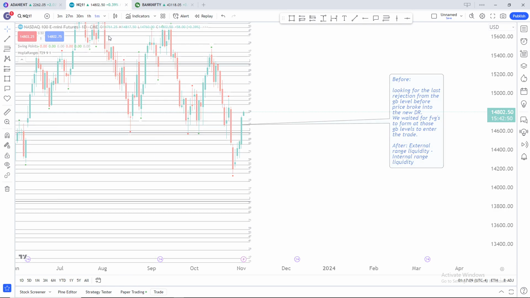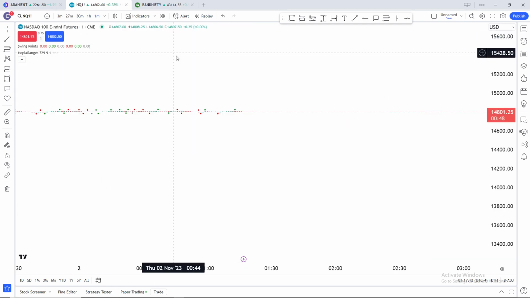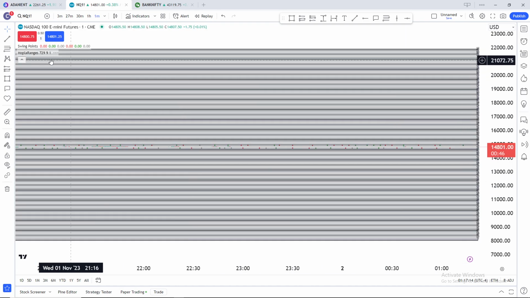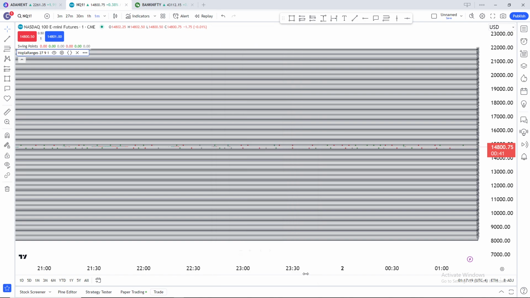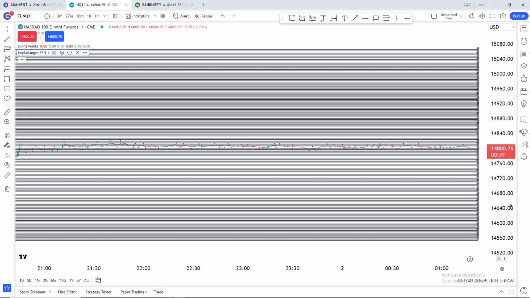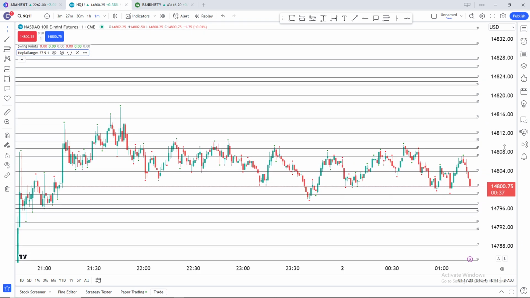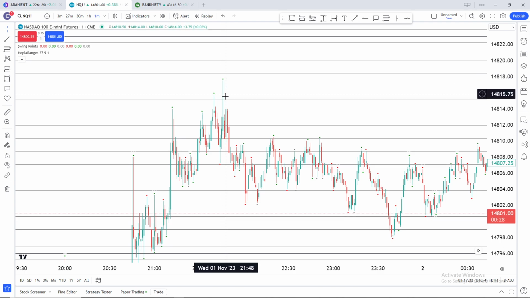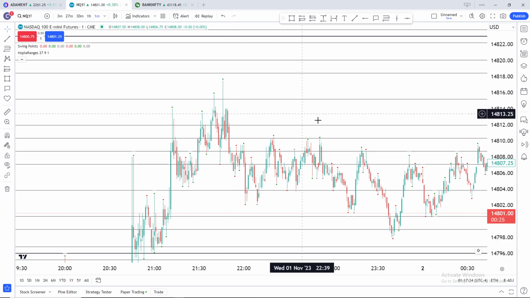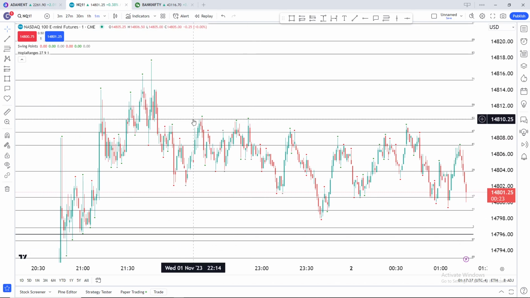Okay, so the only change that I'm going to make is, we are not going to look at every rejection from the GB level before it breaks into the new DR. We are only going to refer to the external liquidity in this dealing range, and that dealing range, sorry, whatever the GB level is, we are going to reference that. And if there is an FVG in that GB level or in the opposite GB level, we are going to take a trade.